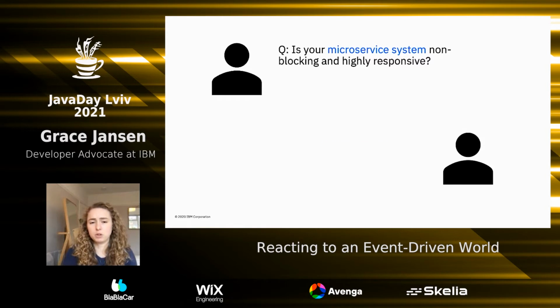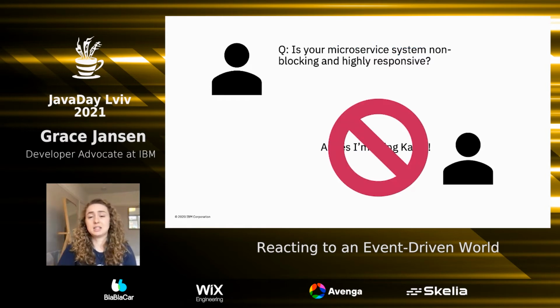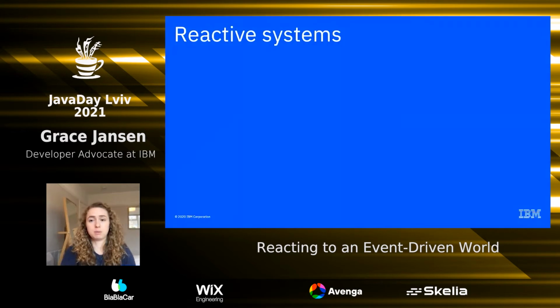And the answer people often assume is, oh yes, of course, I'm using Kafka. That's not the whole story. Event-driven architecture is a fantastic architectural style that enables less blocking within your application and greater decoupling, for example. But just implementing a tool like Kafka does not magically make your system non-blocking and highly responsive end-to-end. That's where something called reactive systems comes into play.